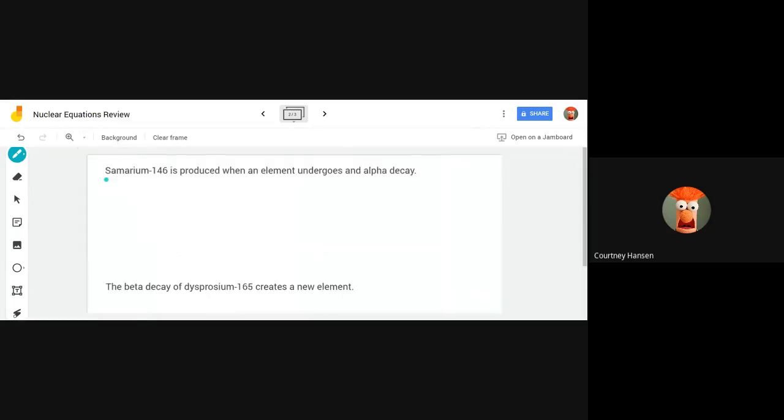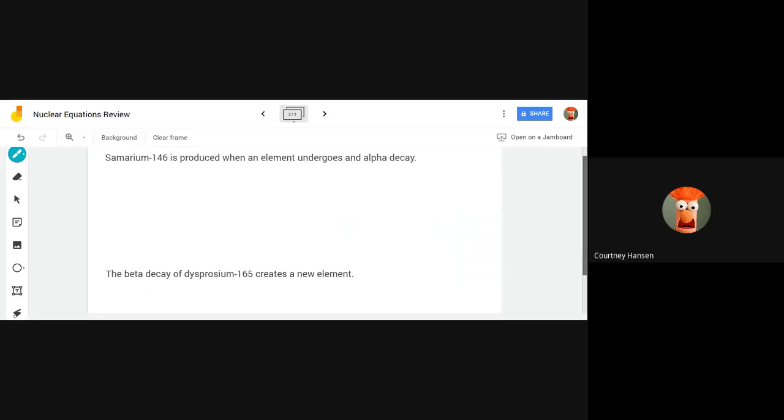Here we've got samarium-146. Now, some of these might take a little while to find on the periodic table, but that's why I want you to get a periodic table that has the names of the elements written as well. Sometimes the symbols don't match what you think they should be because they're based on Latin names. Samarium-146 is produced. So this is another one where they are telling us that this element, samarium-146, is a product, meaning it comes after the arrow.